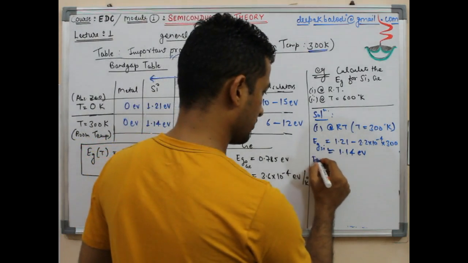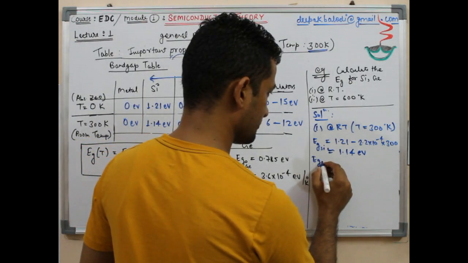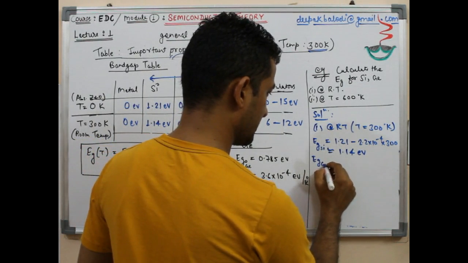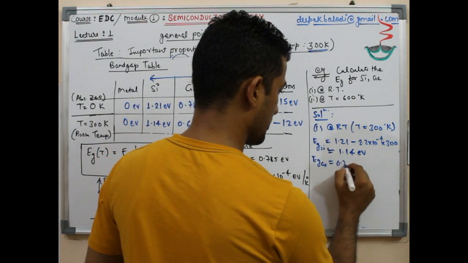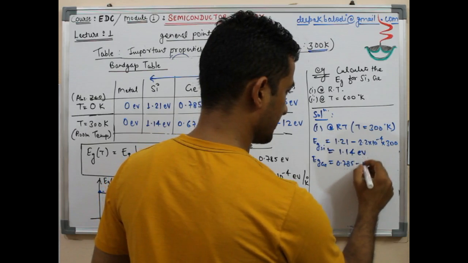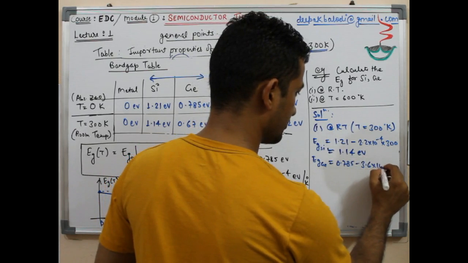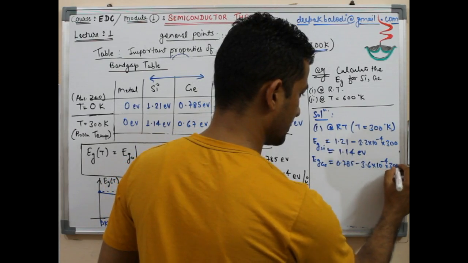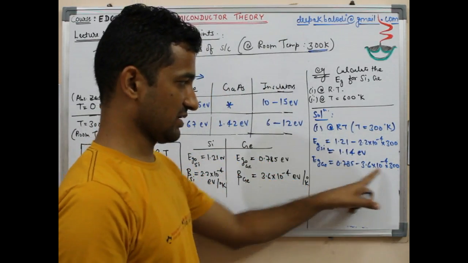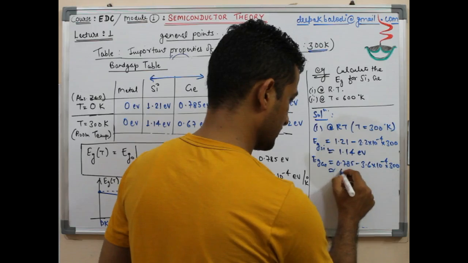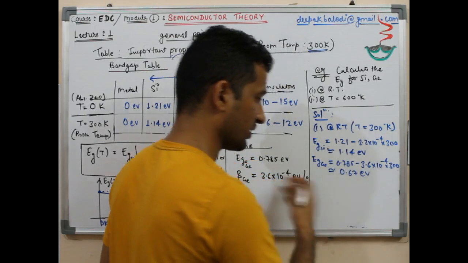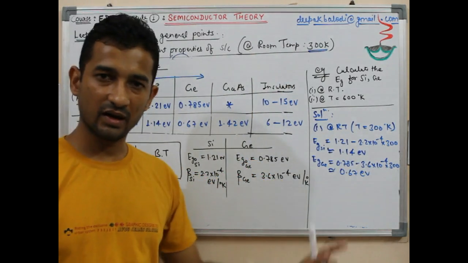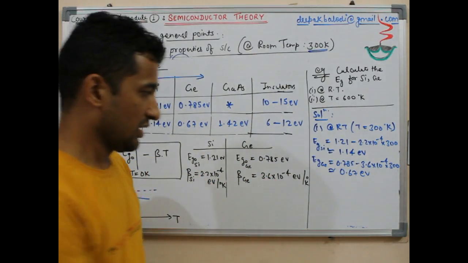Similarly, if you try to calculate Eg for germanium, then it is 0.785 minus 3.6 into 10 to the power minus 4 into 300. At room temperature, this comes around 0.67. That also you can calculate. I have already calculated it and it comes around this.